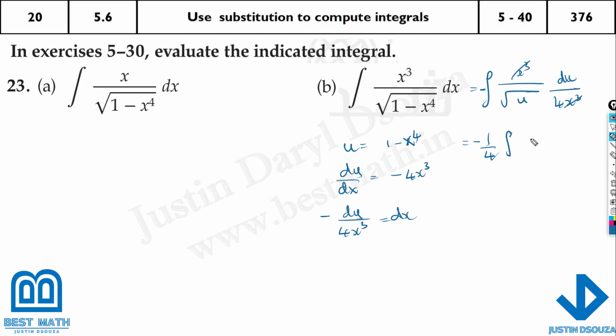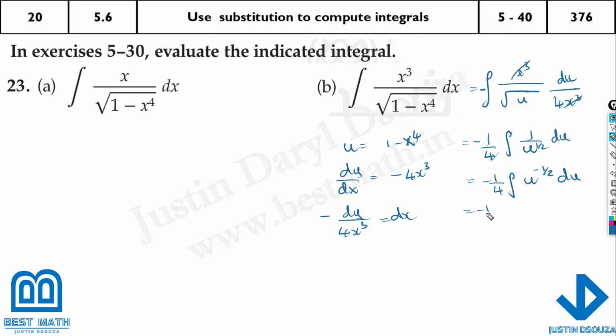It's the integral of 1 by square root u, which is 1 over u power half, so it's u power half du. So what happens here is it'll be the integration of u raised to negative half, because I'm just going to get it to the numerator, so the power becomes negative. And then you have du.